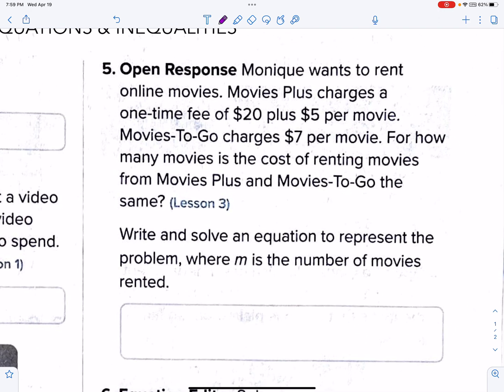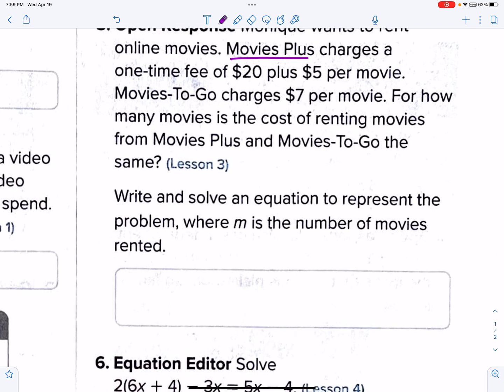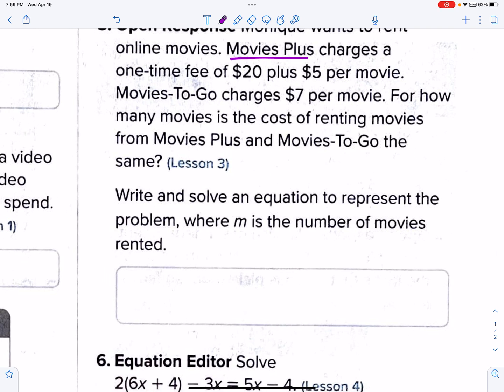So this one's an interesting one. You have to create an equation, okay? And we're wondering about the situation of when something is equal to something else, and so that's the equation that you're going to make here. So let's go ahead and lay out our situation. Movie Plus charges a one-time fee of $20. So we have $20 plus $5 per movie. I know per means times, and movie is going to be M. That's what we're trying to find.